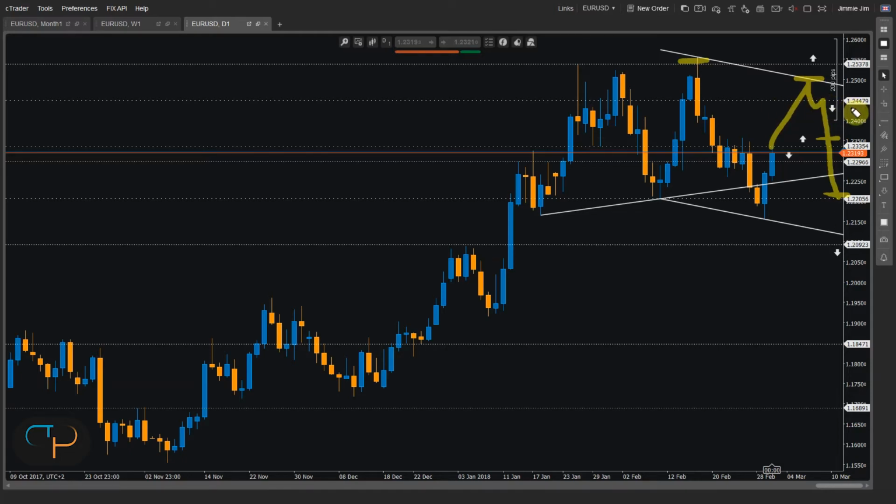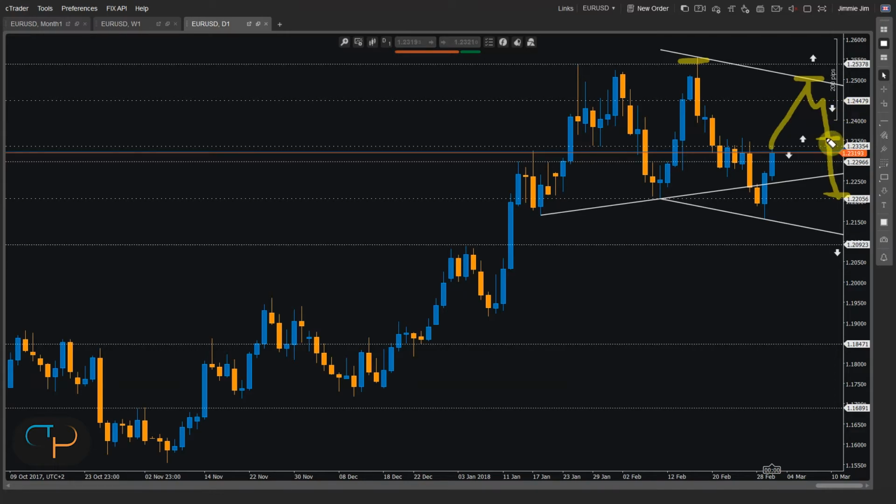this 1.2447, confirming this line or maybe this level, and then getting under, I prefer this line also, anyways, getting under this 1.2447 and confirming it as a resistance, then I will sell.